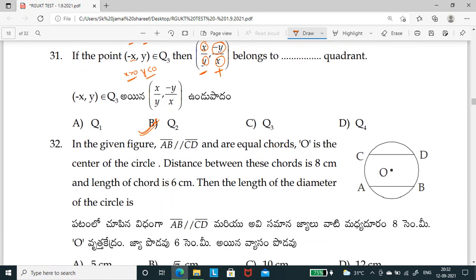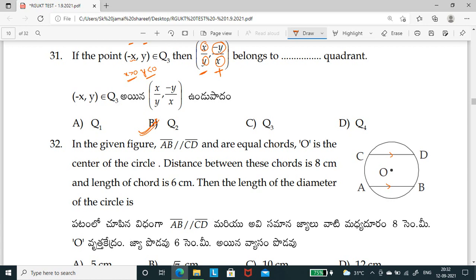Right? Next, moving on to question number 32. In the given figure, AB is parallel to CD and are equal chords. O is the center of the circle. Distance between these chords is 8 centimeters and the length of the chord is 6 centimeters. Then what is the diameter of the circle?